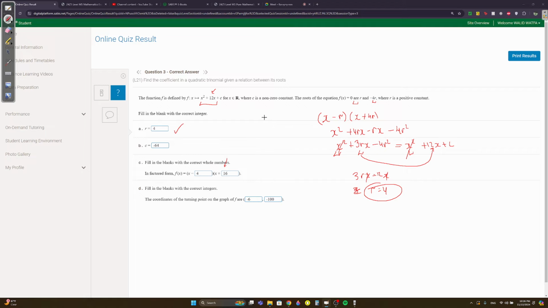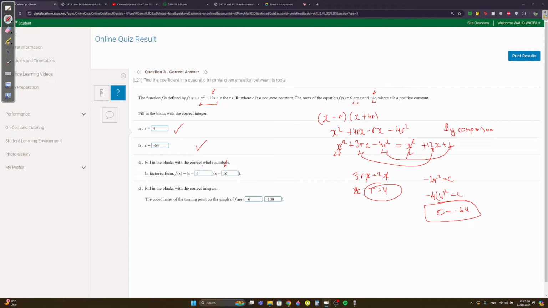Right? Easy. And then we're trying to find minus 4r squared equals c. So minus 4 times 4 squared equals c, so c equals minus 64. Very, very easy. This is a way you can easily do it by comparison. This is called by comparison. Okay, if you get this in a written part, okay.